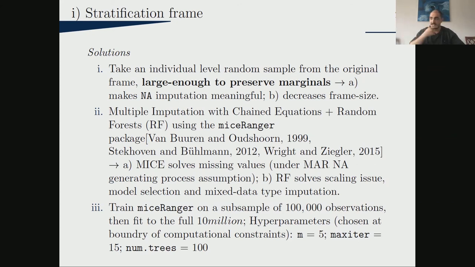And also random forest solves the scaling issue, because random forests can be run in parallel. Packages have been created that are very efficient with computational time to run random forests. The last thing I want to say about this is that, again, let's say we take a subsample of 10 million individuals out of the 16 million cells, right? This is still pretty big to do a multiple imputation model on.